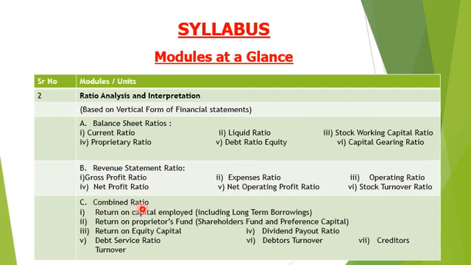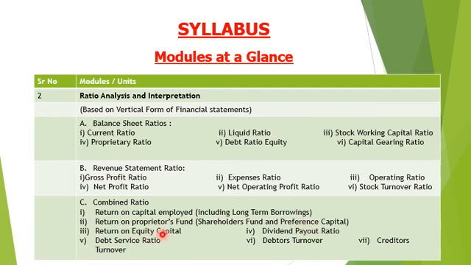The third type is the combined ratio. Combined ratio means the combination of balance sheet ratios and revenue statement ratios. It combines assets and liabilities as well as the sales. So the first ratio is the return on capital employed. How much return is coming from the capital employed? It includes long term borrowings. The second ratio is the return on proprietary fund. Proprietary fund means the proprietors. Who are the proprietors? The equity shareholders and the preference shareholders.